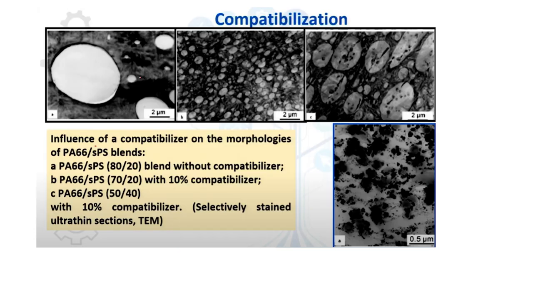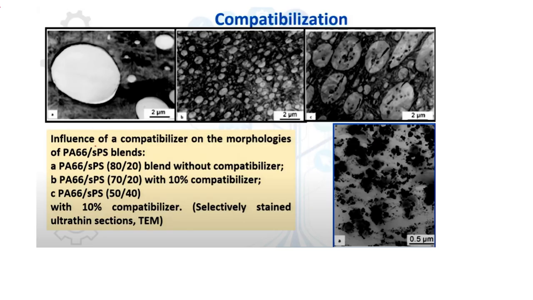That is a compatibilization study. So the influence of a compatibilizer on the morphology of a polyamide and polystyrene blend at a different ratio. So this is the polystyrene part. So it is 2 micrometer. When you are increasing the compatibilizer, how this is dispersed or distributed in your matrix, that you can easily check through the TEM analysis.